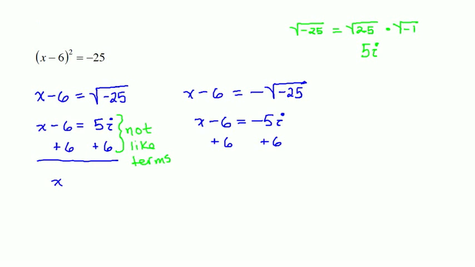So this first one becomes x equals positive 6 plus 5i. And remember that in a complex number, you would always write the real part first and the imaginary part second. x equals 6 minus 5i. That's why I'm writing the 6 first and the 5i as my second term.